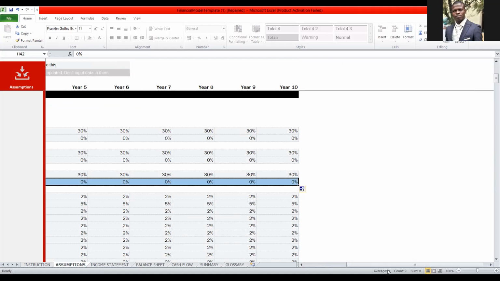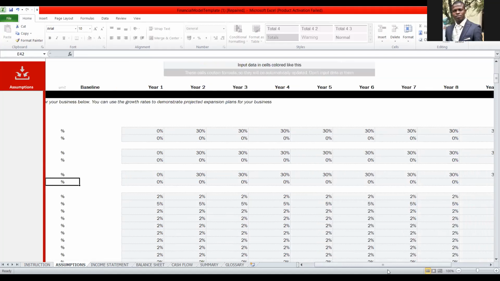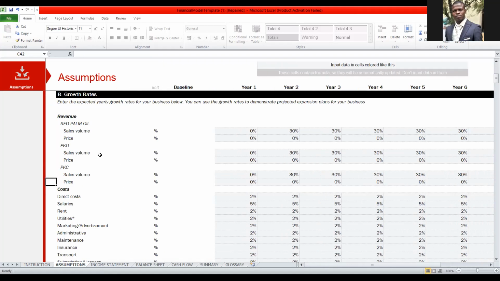And one thing with palm oil is that the nature of the business is seasonal. There are some seasons that the price falls, and some seasons that there's a spike in the price, so it's good to use an average price for your projections per annum. So now we are done with our revenue projections, the rate of growth in our revenue, both the price and the quantity, the volume.